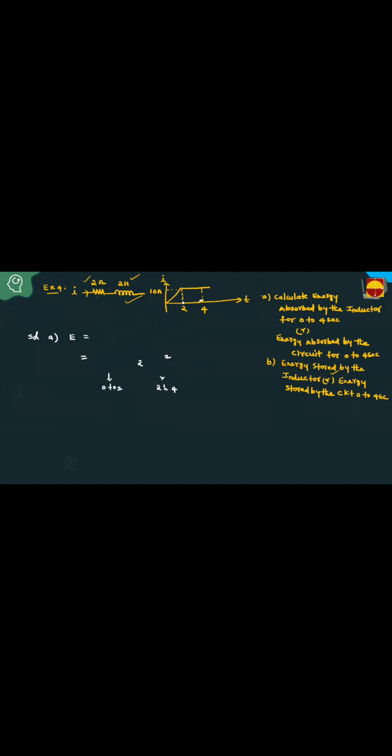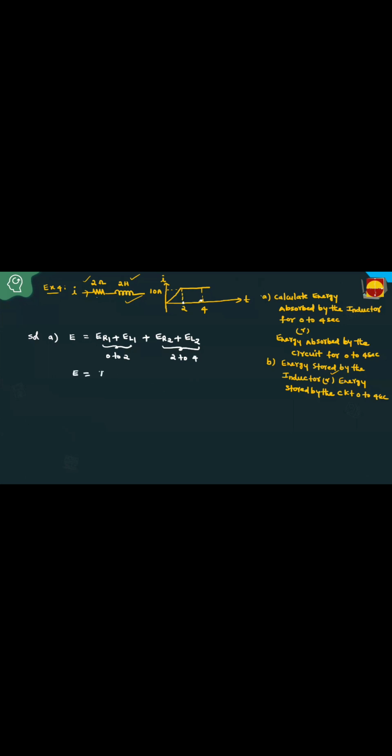If you have any confusion here, it is better to write like this. You have to take first ER1 and EL1, next ER2 and EL2. That is best without any confusion. ER1 plus EL1, ER2 plus EL2. This is for 0 to 2, this is for 2 to 4. Now, what is E equal to?